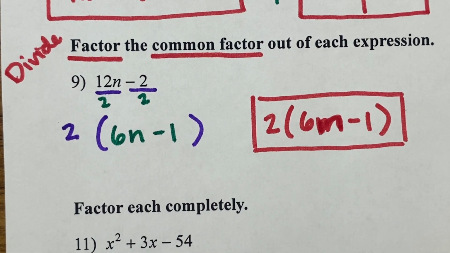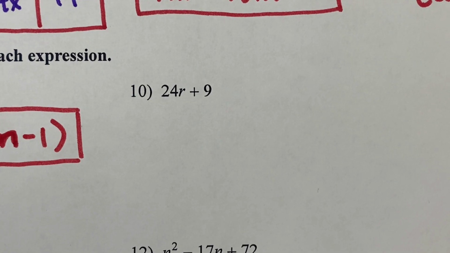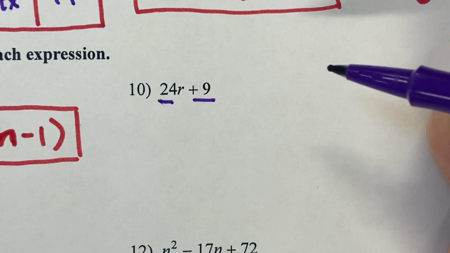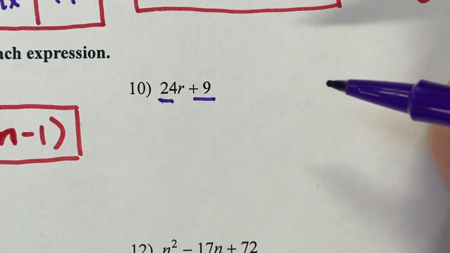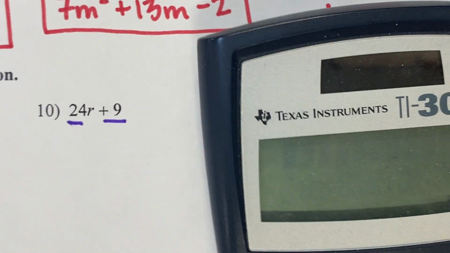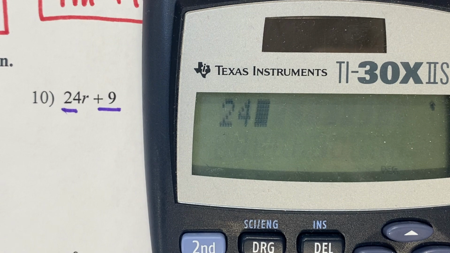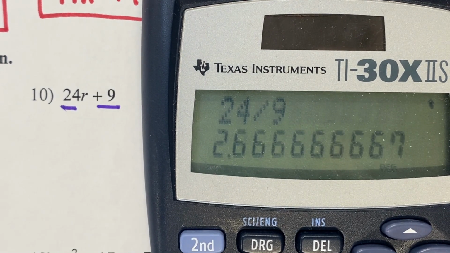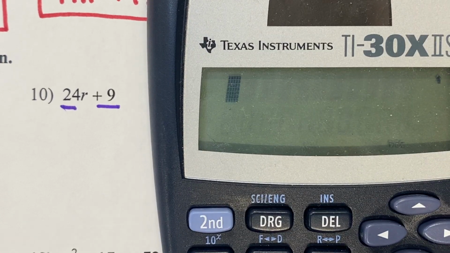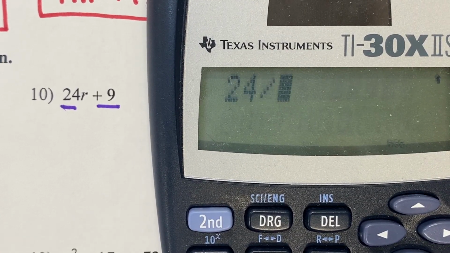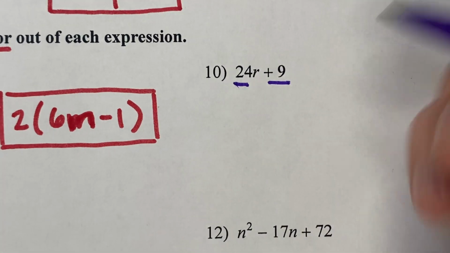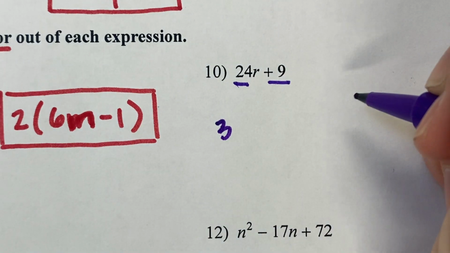Okay, let's look at number 10. So now my numbers are 24 and 9 that we're going to worry about first. What is the number that I can divide both 24 and 9 by? Well, first of all, let's just see if we can divide 24 by 9. Maybe we can take out the 9. We can't. We get a decimal. So we're going to have to go smaller than 9. I know I can divide 9 by 3, so let's see, 24 divided by 3. Oh yeah, they both share a 3 that can go into them.